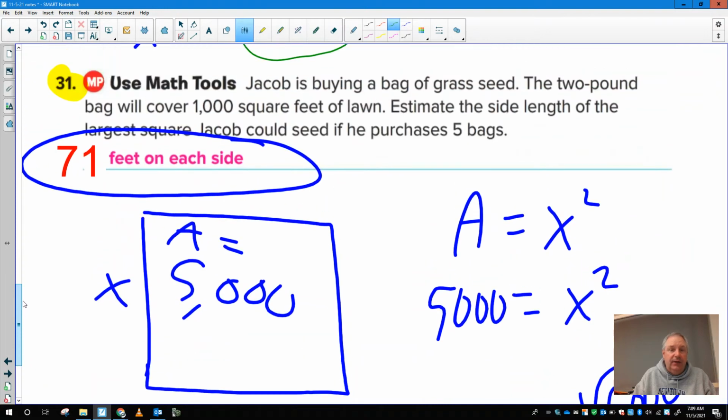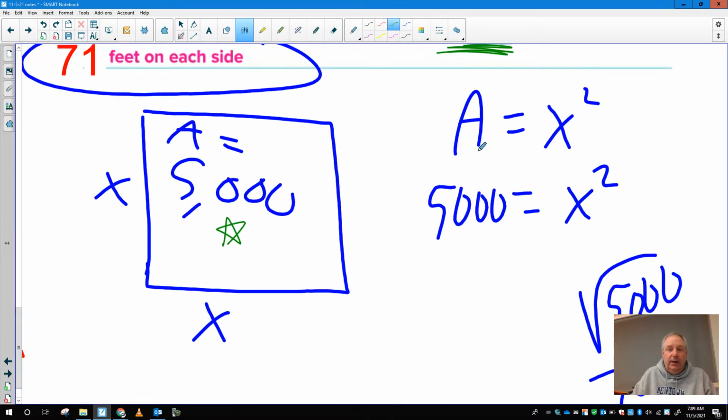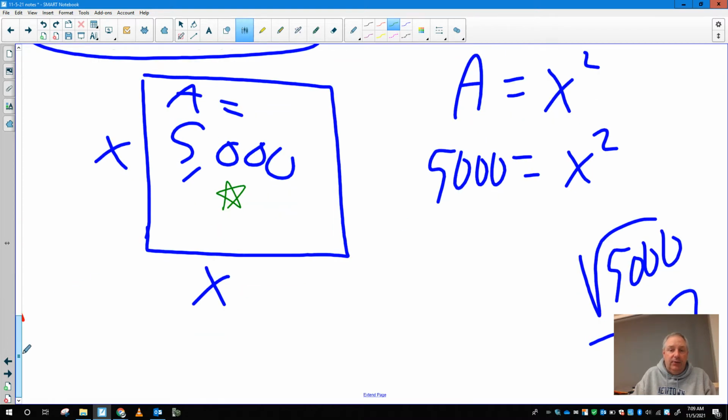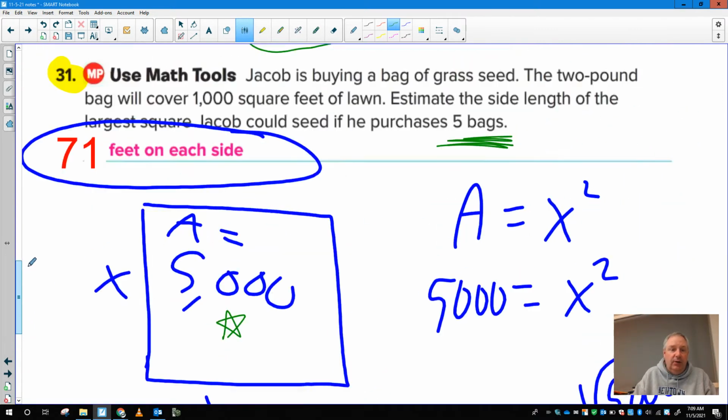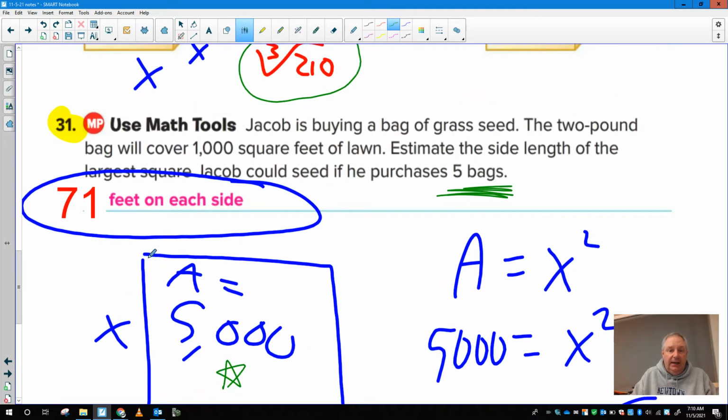And the last one, it tells you he's buying grass seed. The 2-pound bag will cover 1,000 square feet. Estimate the side length of the largest square if he purchases 5 bags. So that means his total area is 5,000 square feet. So we're saying x by x, again, it's a square. So what can give you an area of 5,000? So that's what the square root is for. So the square root of 5,000 would be about 70.7. So about 71 feet on each side.